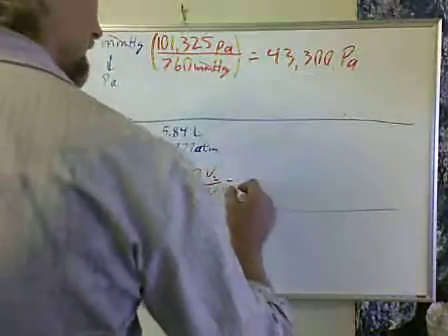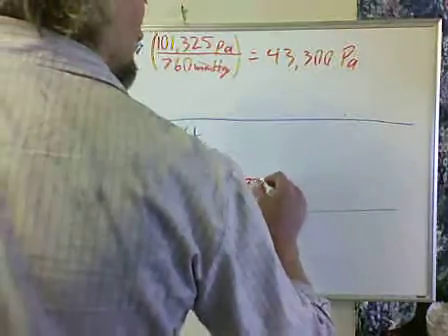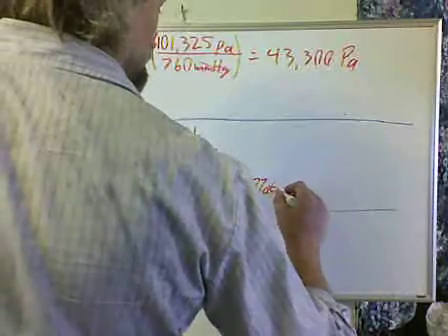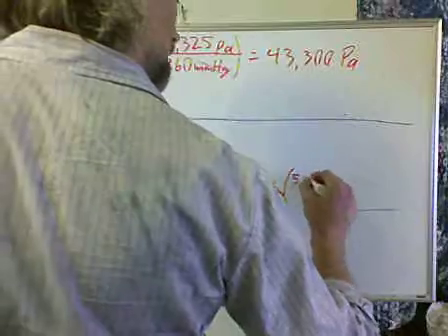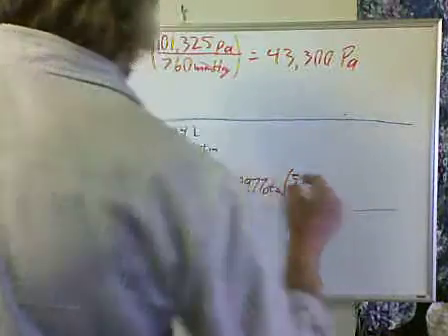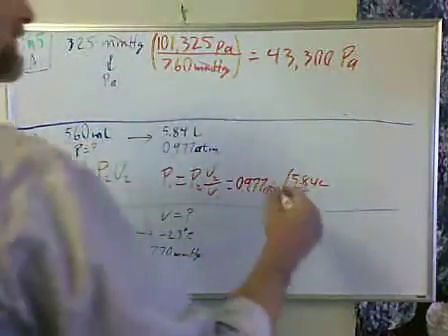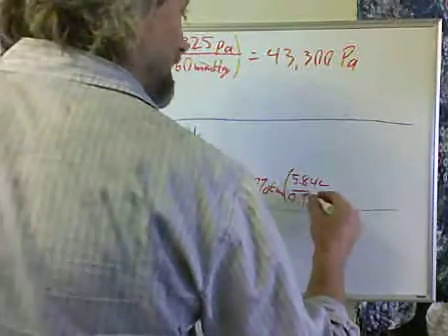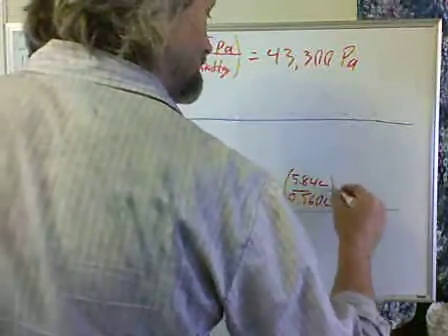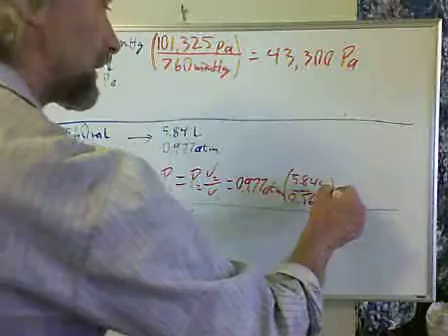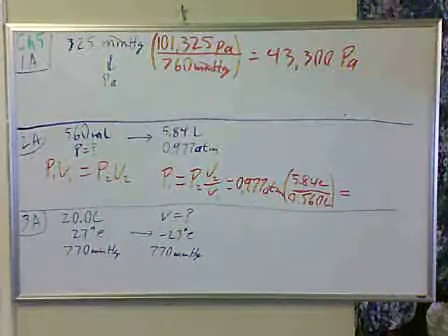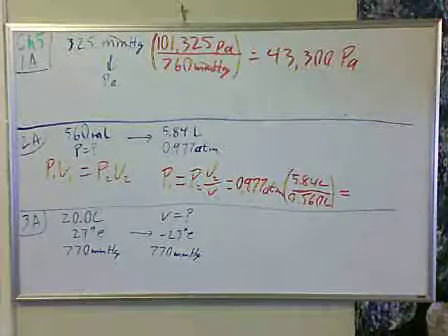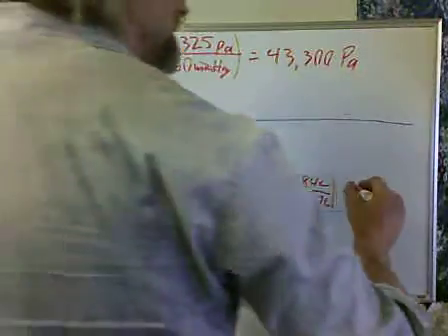So we're going to have 0.977 atmospheres times 5.84 liters. Convert our milliliters into liters, 0.560 liters. And this gives us 10.2 atmospheres.